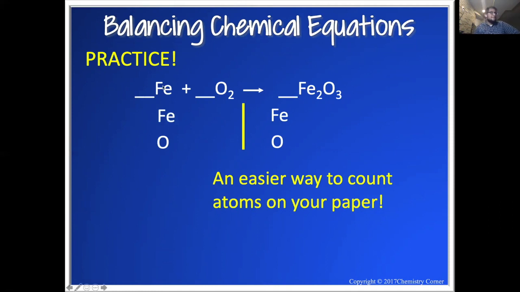So I see an Fe on the left side, so I'm going to make sure to make a row for Fes on the left side of my equation and on the right side of my equation. And then the same thing for Os. I see an O here.